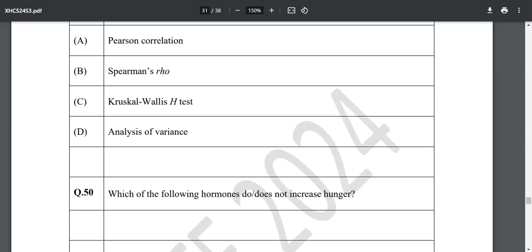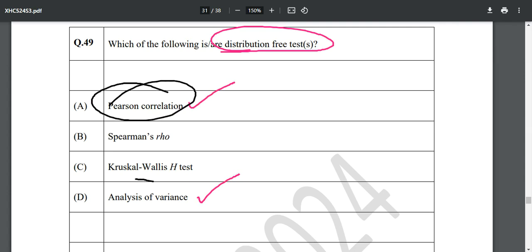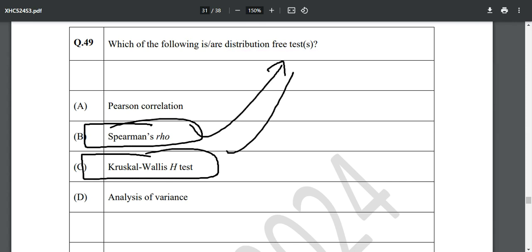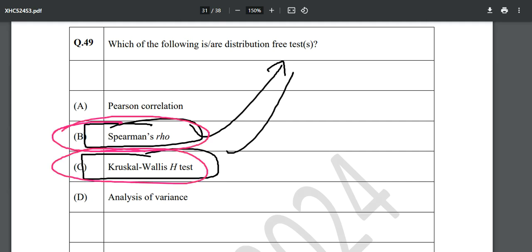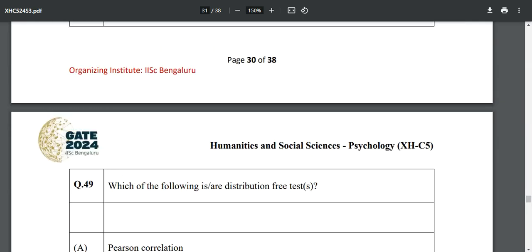Let's move ahead to question number 49. Which of the following are distribution free tests? This implies we are asking about the non-parametric tests. Pearson correlation and ANOVA we know are parametric, and Spearman's rho and Kruskal-Wallis H test, these two are the distribution free tests. So the correct answer over here is option B and option C.